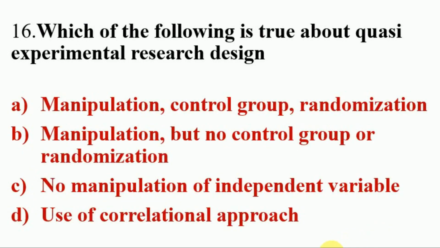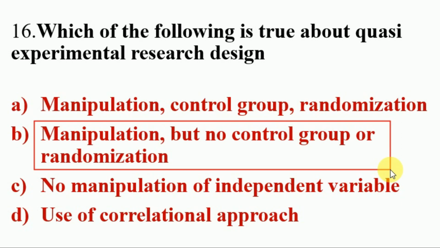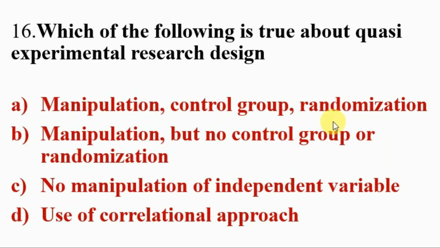Next question. Which of the following is true about quasi-experimental research design? Options A. Manipulation, control group, randomization. B. Manipulation but no control group or randomization. C. No manipulation of independent variable. D. Use of correlational approach. Answer is B. Manipulation but no control group or randomization. In quasi-experimental research design, manipulation is there but either control group or randomization is lacking. But in a true experimental research design, these three characteristics are present, that is manipulation, control group and randomization.